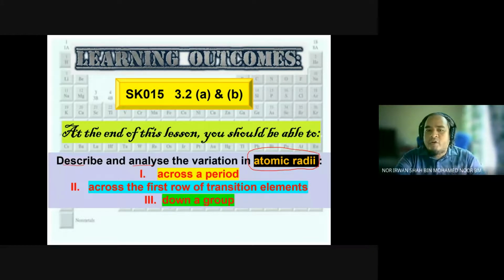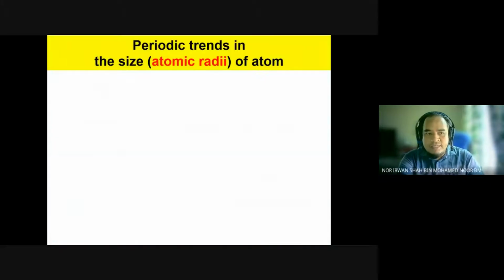Di mana kita akan tengok yang pertama, okay, what happened as we move across a period, and then kita move down a group, and then what happened juga kalau kita move across the first row of transition elements. We are going to look at what happened to the atomic radius or atomic radii. Okay, untuk ketiga-tiga case ini. Alright, so let's start with the first one, guys.